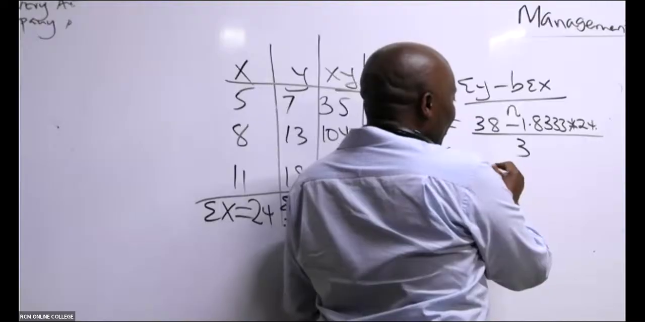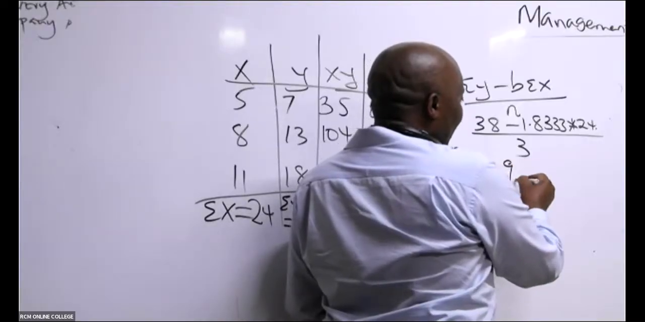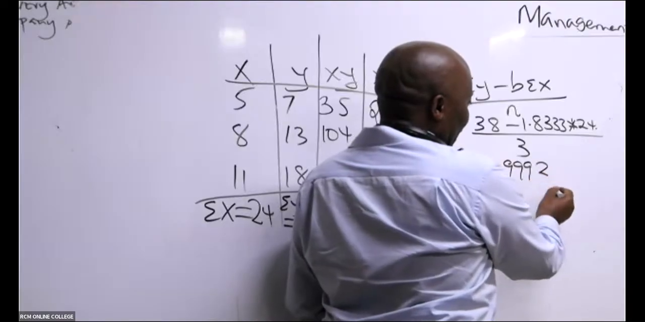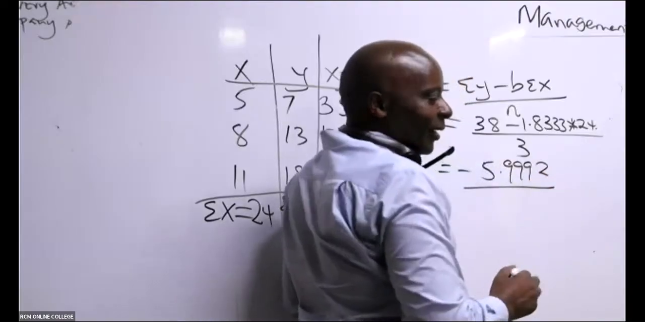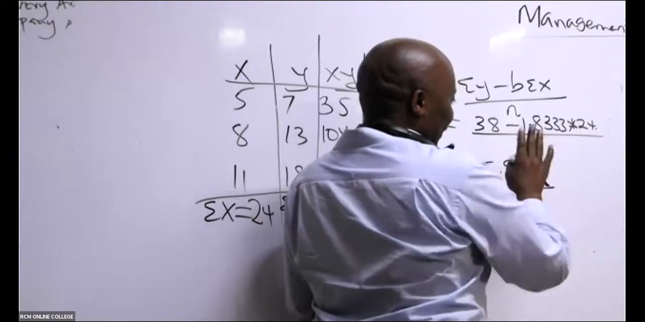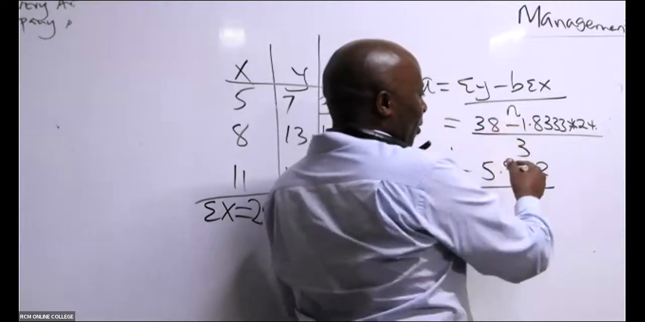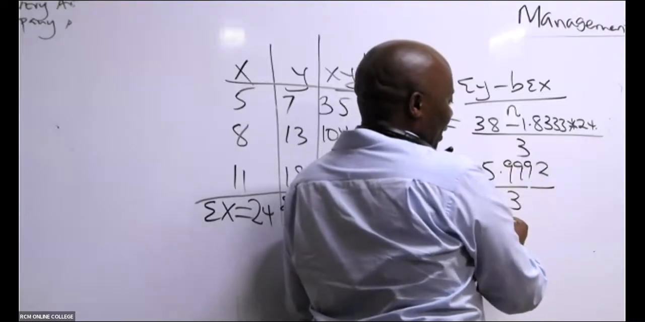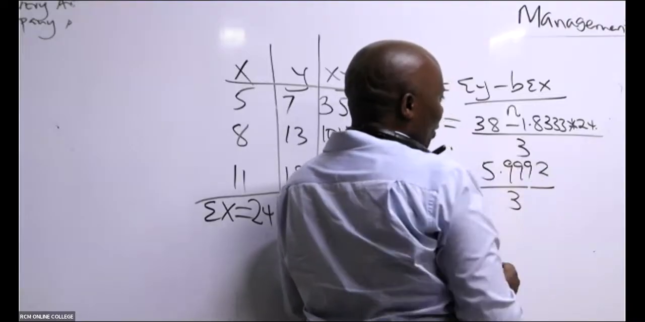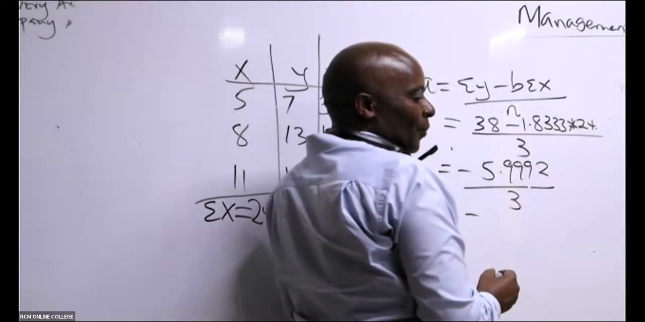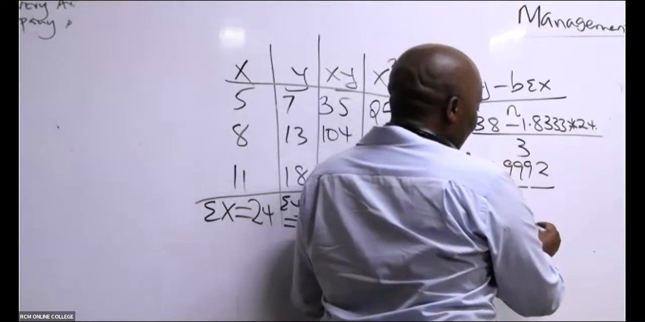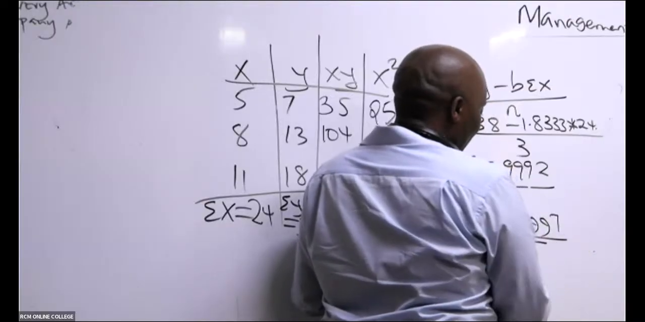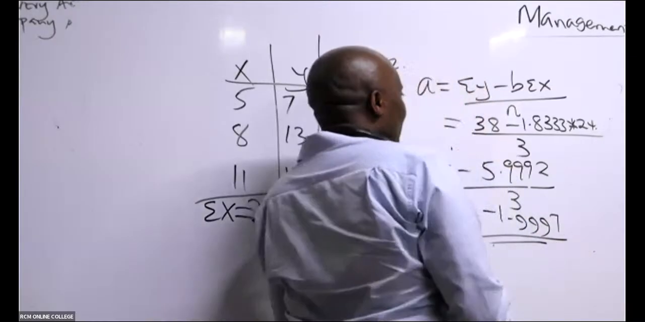Negative 5.999, and then 2 over 3, like that, right? So then the final answer for A will be equal to who? Negative 1.9997. Thank you so much. So then that is it.